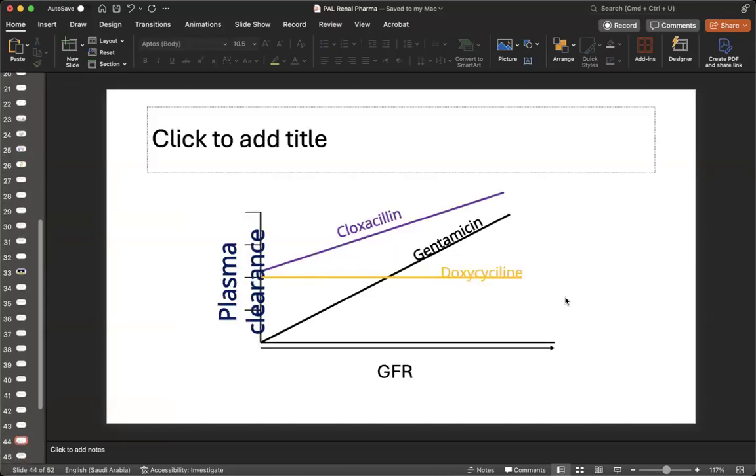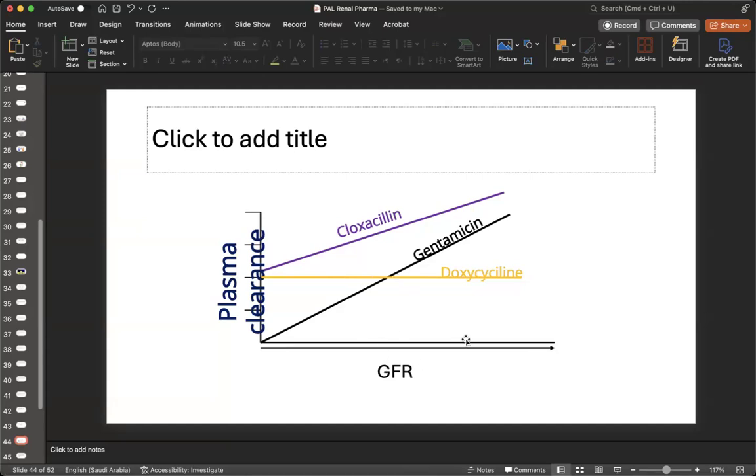Okay, so this is a picture from the lecture. This is plasma clearance, which basically means the drug is getting kicked out of the blood into the urine. And this is the GFR. The higher the GFR, the more normal it is. So let's say a GFR of 90 is here and a GFR of 15 is here. And this is the amount of drug you're kicking out through the kidneys, related to the GFR.